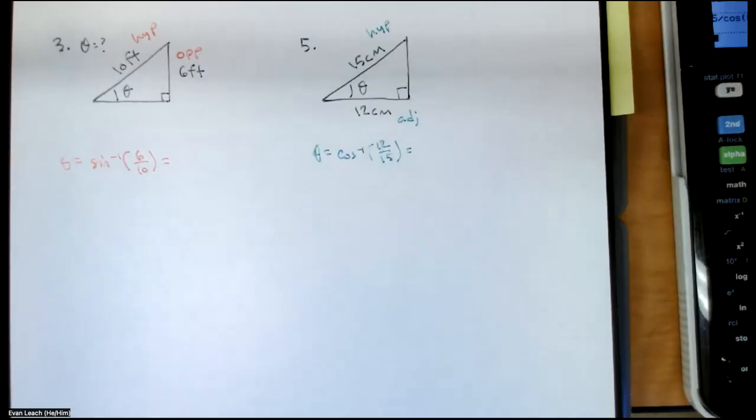Let's take a look at the other triangles we have. In problems 3 and 4, we had this triangle where the side opposite theta was 6 feet and the hypotenuse was 10 feet. And this was a right triangle. Those are the three pieces of information that you're given.